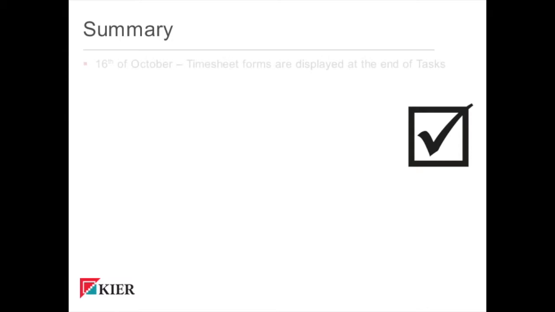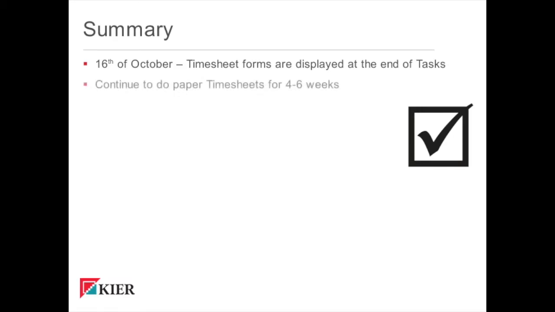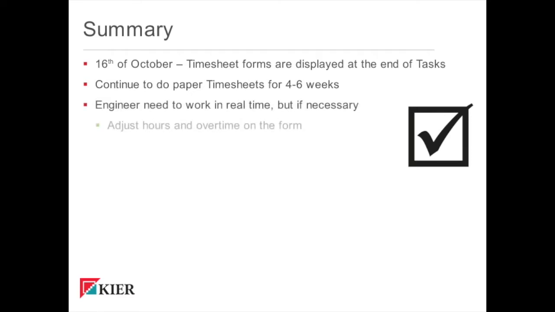So the key points again, we'll be starting a trial period from the 16th of October. This will mean continuing to use the paper or manual timesheets as well as using the new paperless timesheets. Once the team and the admin team have got the process working smoothly, we'll be able to phase out the manual timesheet process. We think that'll take about 4 to 6 weeks.